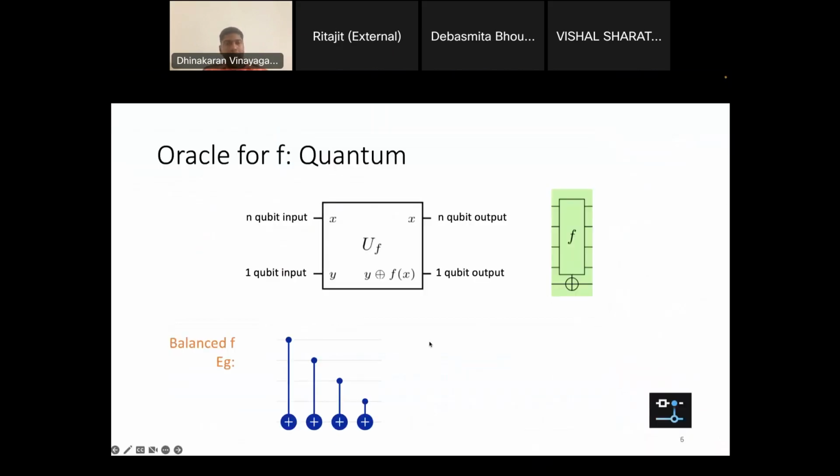Next, we'll try to construct an oracle for a balanced function. There is no single way of doing this. This is just one trivial way of constructing an oracle for a balanced function, and hence the effort here is not to have a general way of constructing oracles for balanced functions. This is one example. We can just do a sanity check that this is an oracle for a balanced function.